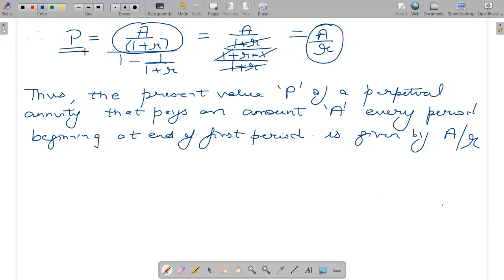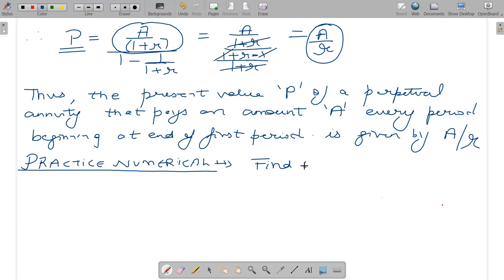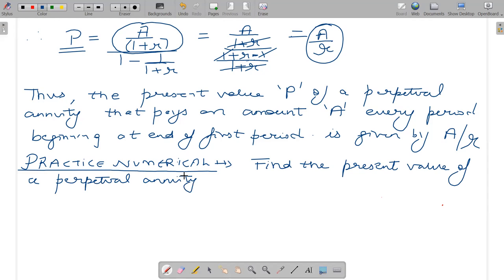We can also do a numerical. So let's do a practice numerical. Find the present value of a perpetual annuity of $1,000 when the interest rate is 10%.